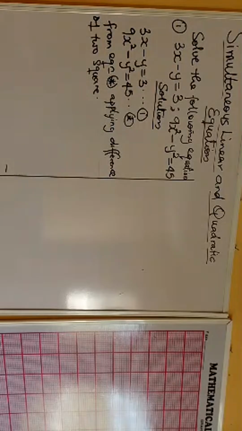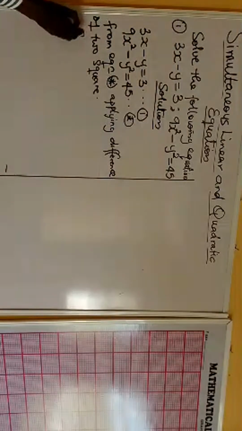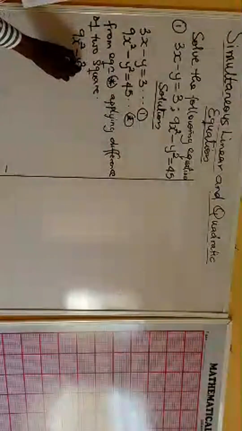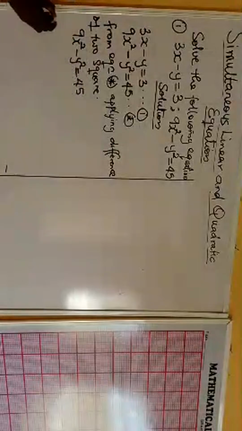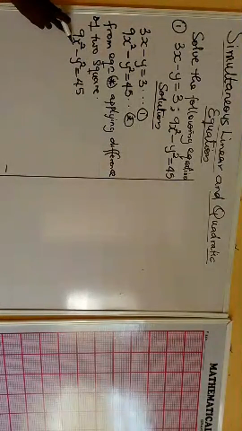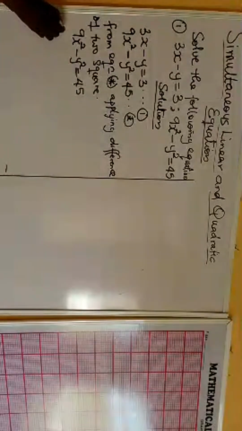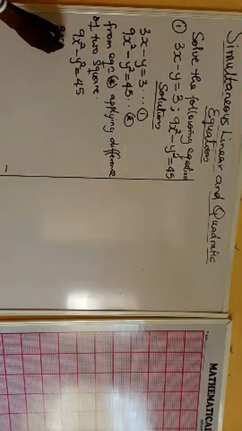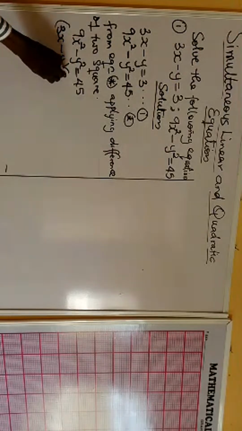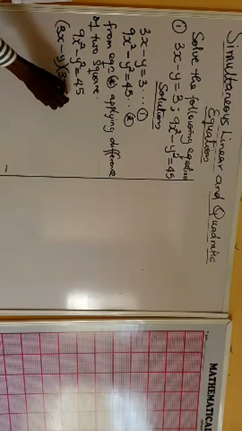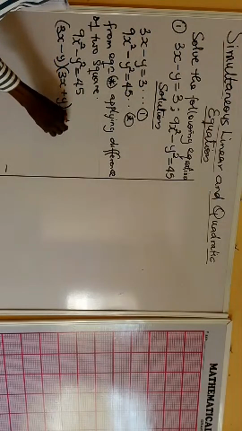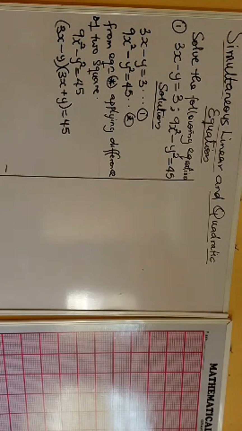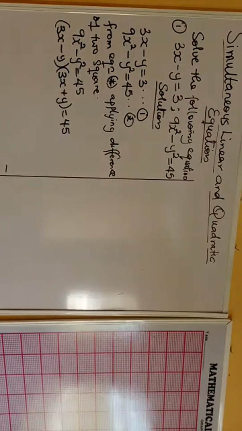Now, 9x squared minus y squared is equal to 45. We have 9 here, which is a perfect square. So one bracket will be 3x minus y, and the other will be 3x plus y, is equal to 45. Now, we take it from equation 1.